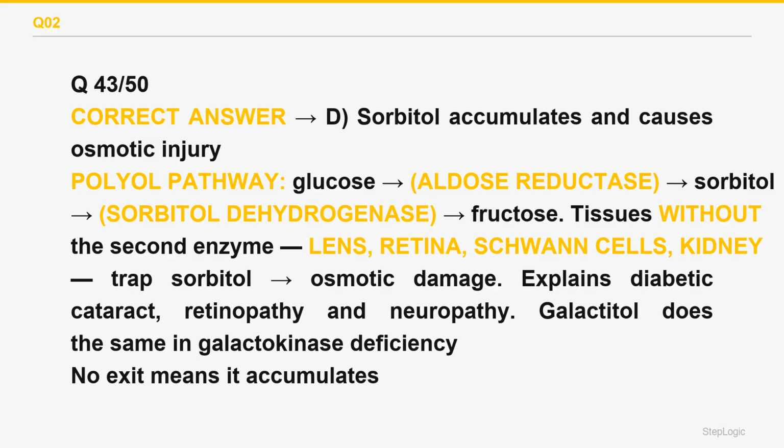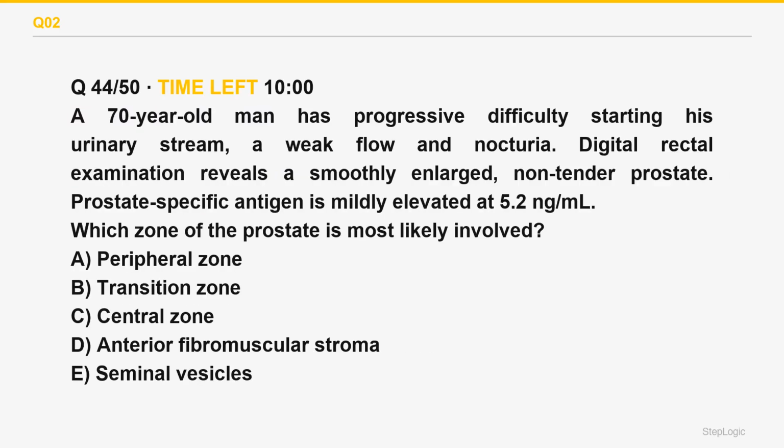A metabolite with no downstream enzyme and no way out accumulates and damages by osmosis. If you see a metabolite trap for lack of the next enzyme, think osmotic injury in lens, nerve, and kidney. Which zone of the prostate is most likely involved?